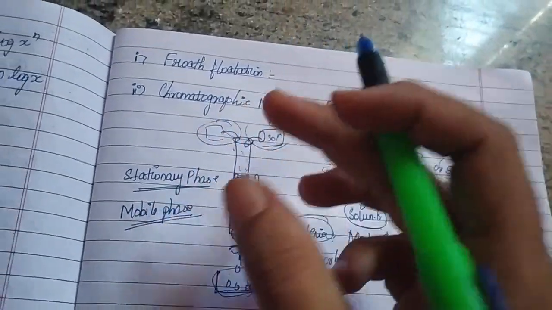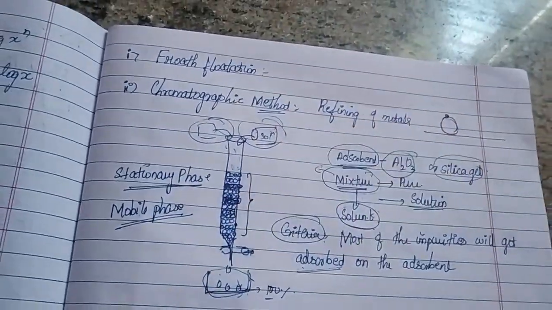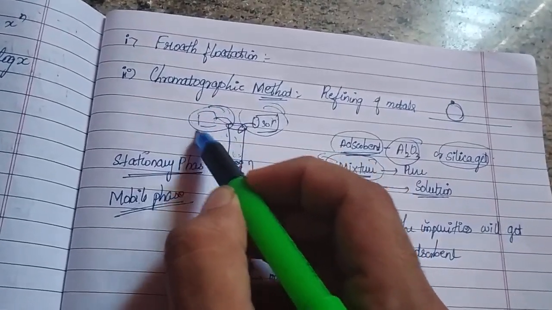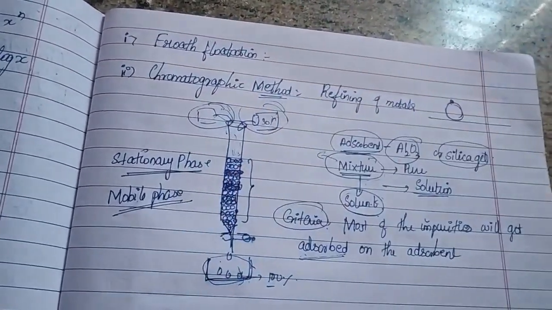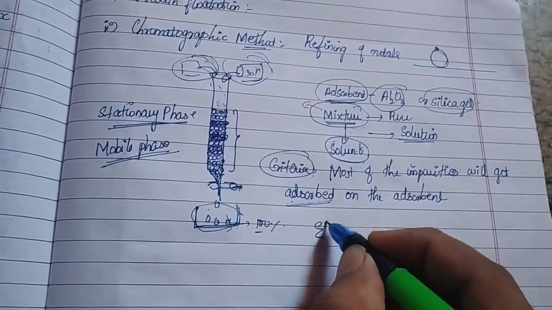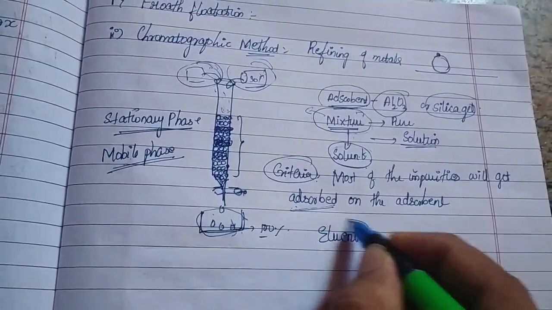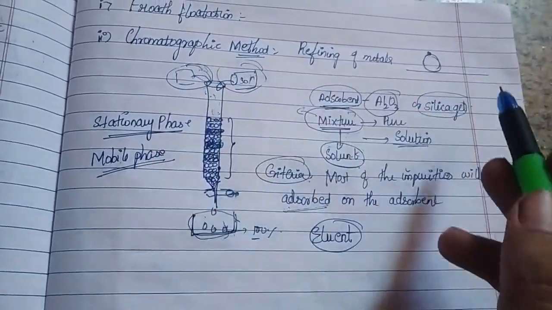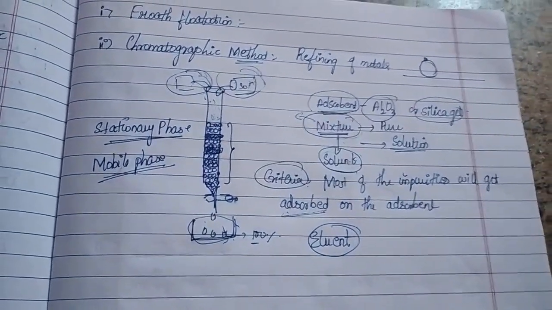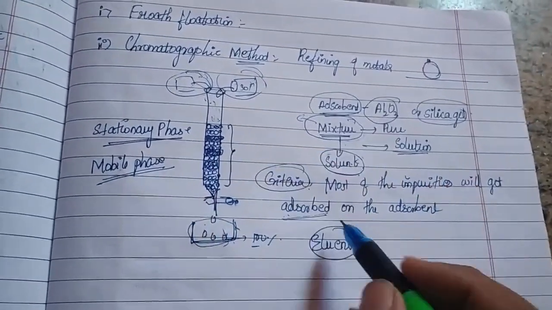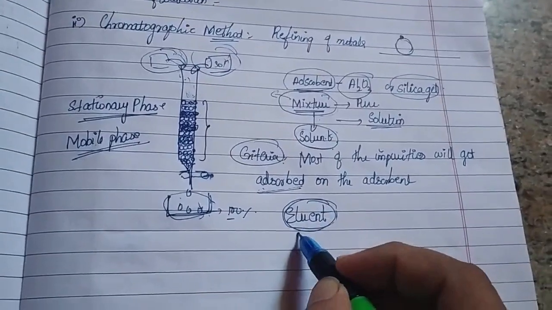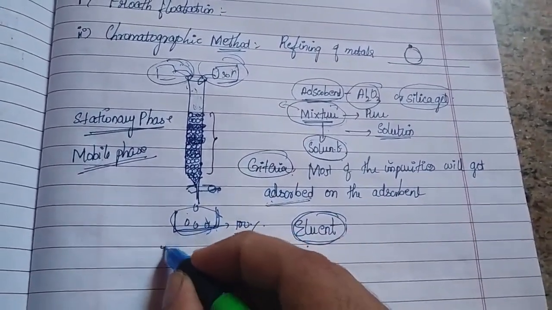These are the important 2 phases we use in column chromatography. And sometimes this solvent, instead of saying solvent, we will be taking it as an eluent. Generally we say solvent in the solutions chapter, but when we do this column chromatography, what do we call it? We call it eluent. Why do we call it eluent? Because it is eluting.